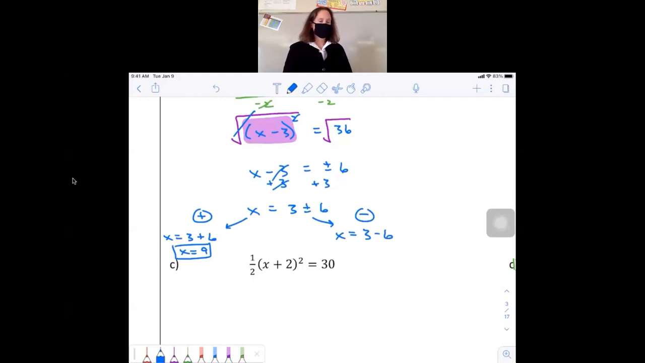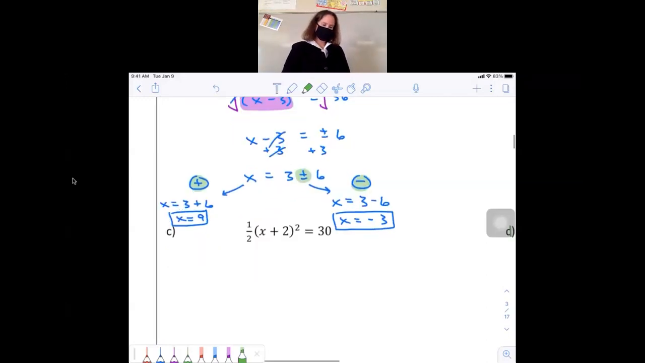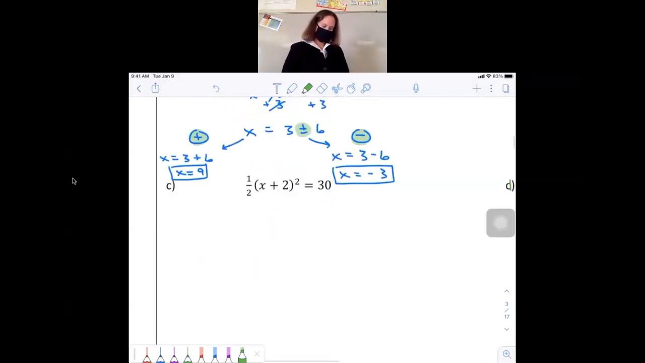Don't just put plus or minus 9, because look at what happens when we do the opposite. This is the plus symbol. Now I'm going to use the minus symbol. So x equals 3 minus 6, not just 3. Negative 3. So that plus and that minus comes from that plus or minus that you have to include with the square root.